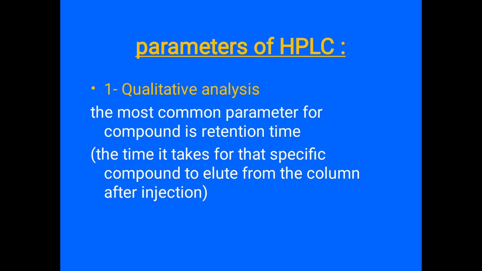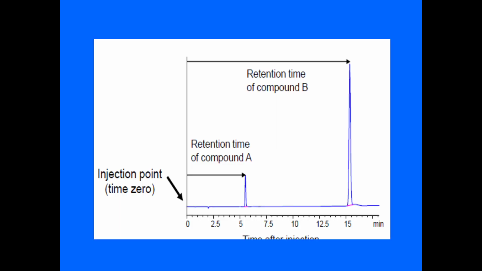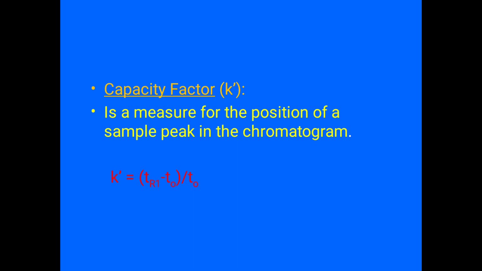Parameters of HPLC. First, qualitative analysis. The most common parameter for a compound is retention time: the time it takes for the specific compound to elute from the column after injection. Injection point is time 0. Retention time of compound A. Retention time of compound B.